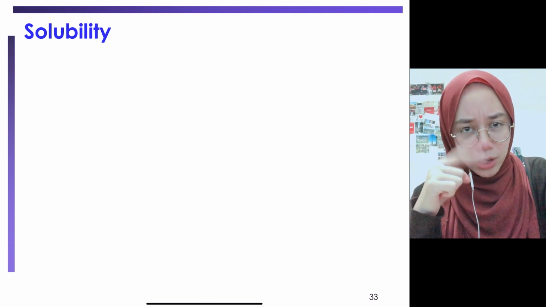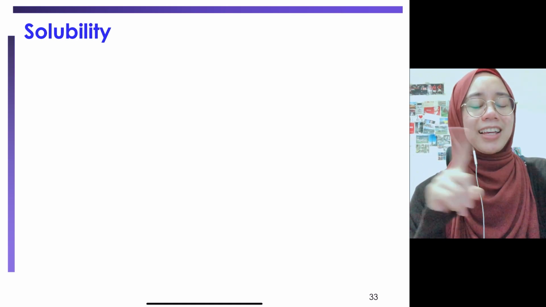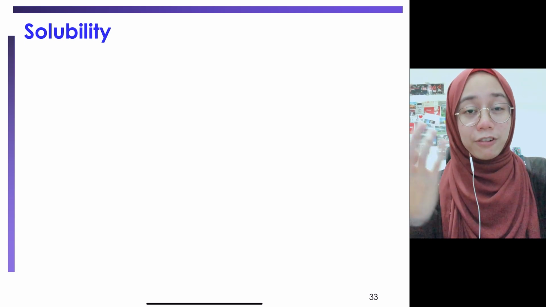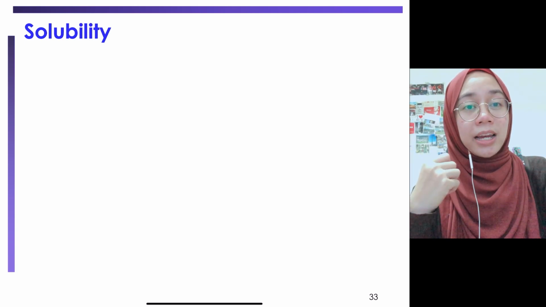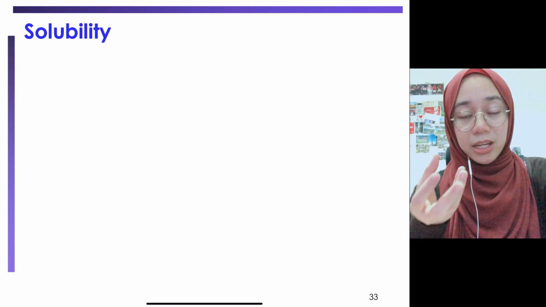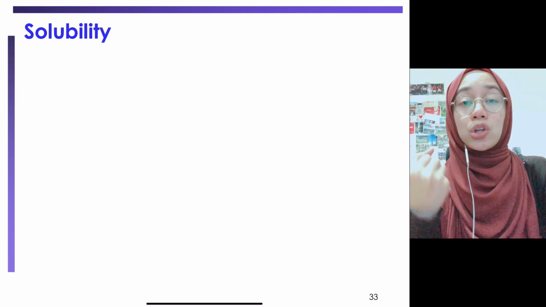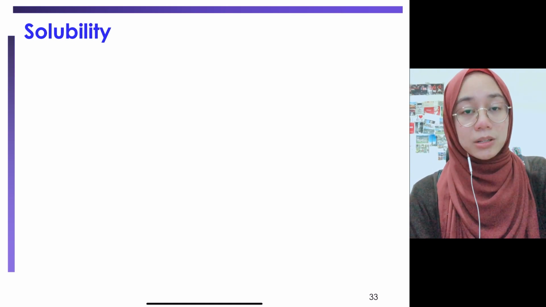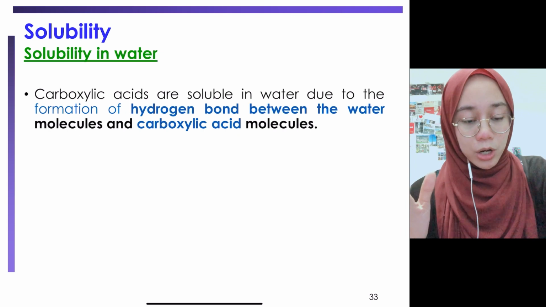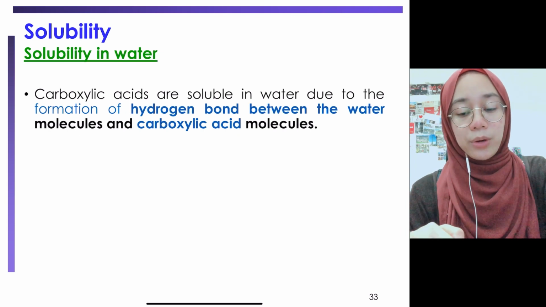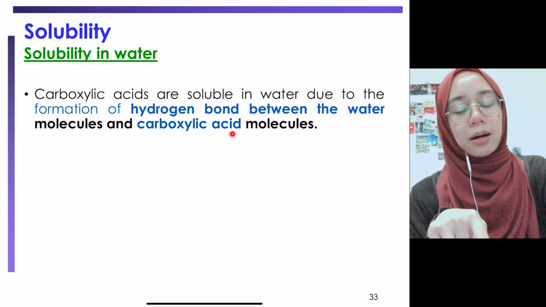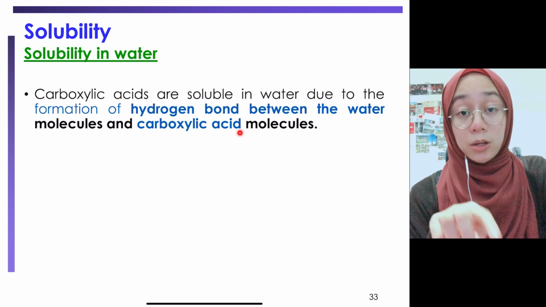Adakah kamu nampak 2 layer solution? Tak. Okay, tak ada 2 layer tu. Okay, you will see a uniform solution, menunjukkan dia mix well lah. Okay, meaning the vinegar is soluble in water kat sini. Bermaksud menunjukkan dia boleh form hydrogen bond. Okay. So, carboxylic acid are soluble in water due to the formation of hydrogen bond between the water molecules and carboxylic acid. So, sama macam alkohol sebenarnya.